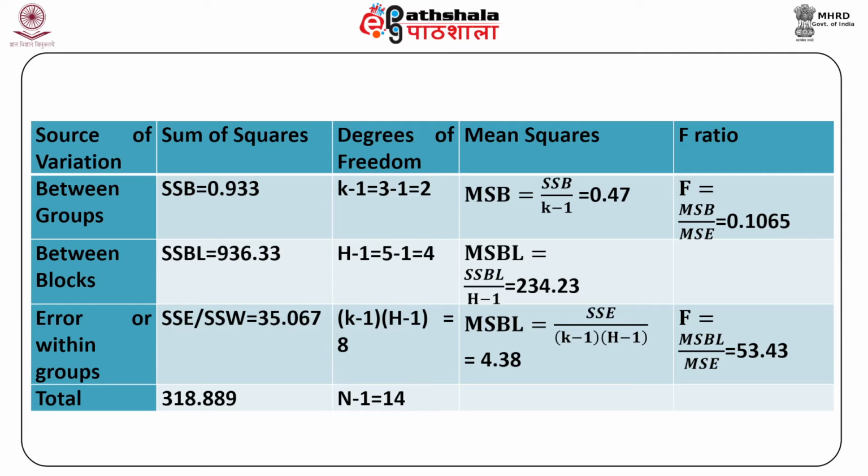So if I summarize all these calculations in our two-way ANOVA table, again you can see we have the sources of variation, the sum of the squares, degrees of freedom, mean squares and F ratio. And we are mainly interested in the two F ratios. Look at the first F ratio, which is equal to MSB upon MSE. It is equal to 0.1065, which comes out from MSB equal to 0.47 and MSE equal to 4.38. Similarly, our second F ratio, which is equal to MSBL upon MSE, comes out to be 53.4, and I'm sure you can calculate how it comes out from the MSBL value of 234.23 and the MSE value of 4.38.